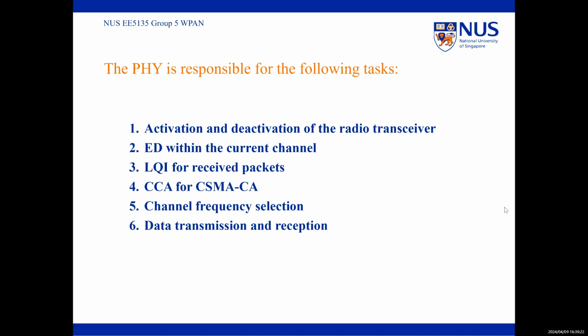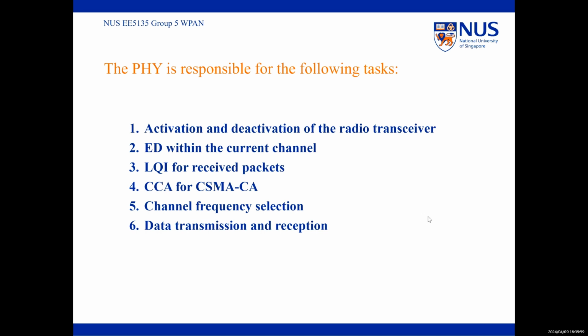The third one is the link quality indication. It provides a link quality indication for received packets, including metrics such as the signal strength and the signal-to-noise ratio. The fourth is that the clear channel assessment is conducted in this layer. Also, it uses carrier sense multiple access with collision avoidance to ensure efficient channel access.